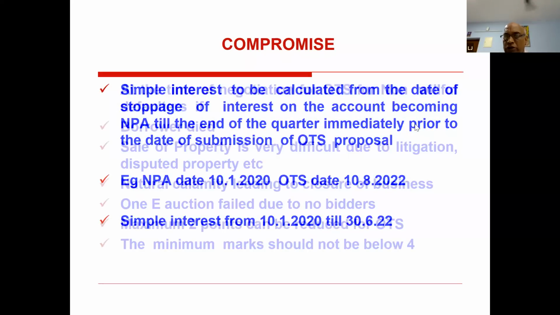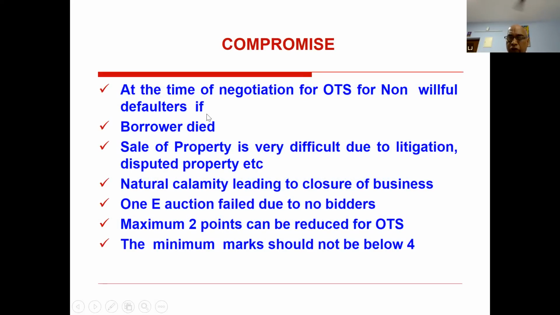At the time of negotiation for OTS, for non-willful defaulters, if the borrower has died, sale of property is difficult, etc., a maximum of 2 points can be reduced for OTS. Don't worry about the points; you have to fit him in the next scale, that's all. So maximum 2 points to be reduced. The minimum should not be below 4, because at 4 itself we say recover the maximum amount possible. So I told you the 3 formulas. As per the formula, you have to tell the OTS amount the borrower has to pay. If any one of these things happens, you go one slab less, that's all. Okay, now we will go on.